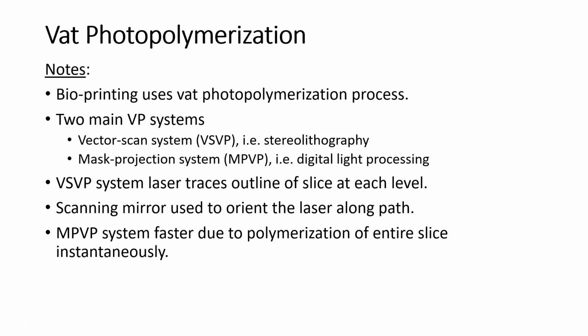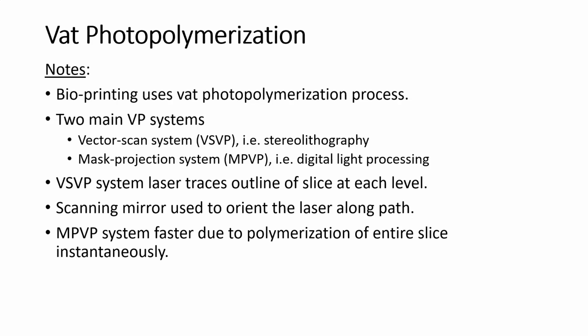There are two main VP systems, right? There is the vector scan system, also known by the acronym VSVP, Vector Scan VP. And that is what we use in the stereolithography process, okay? And then there is the Mask Projection System, MPVP, and that's what's used in the digital light processing system, okay, or technology.